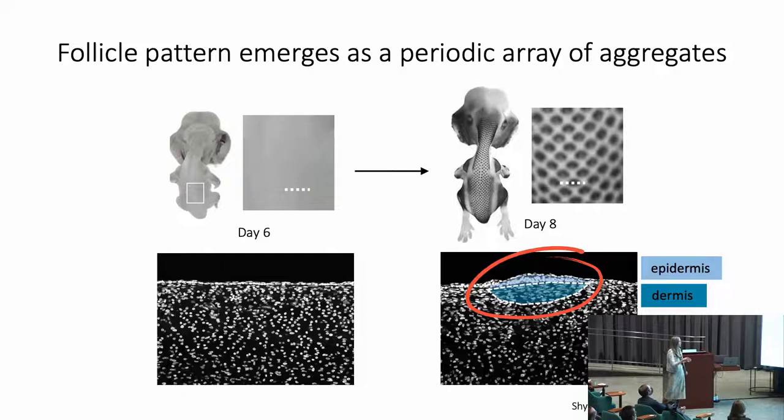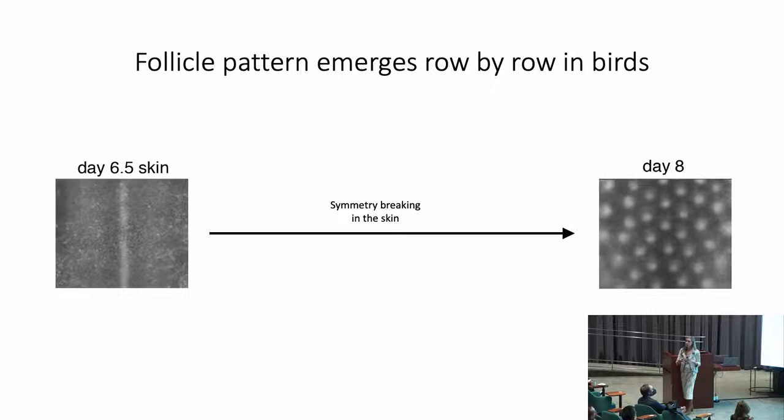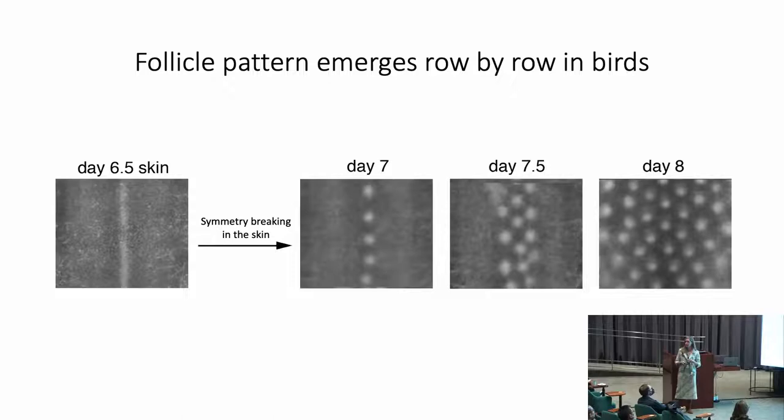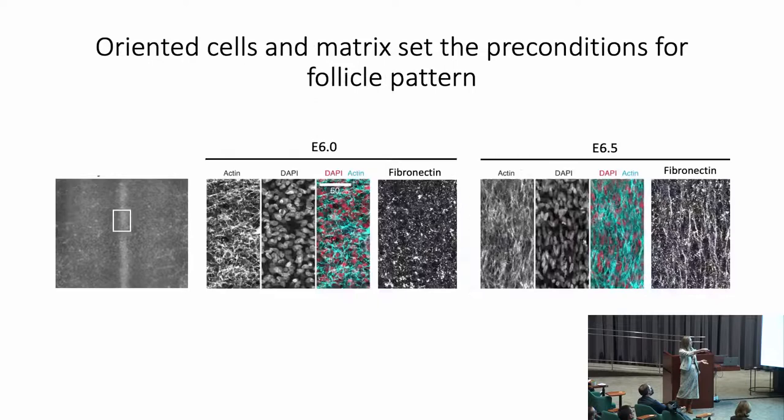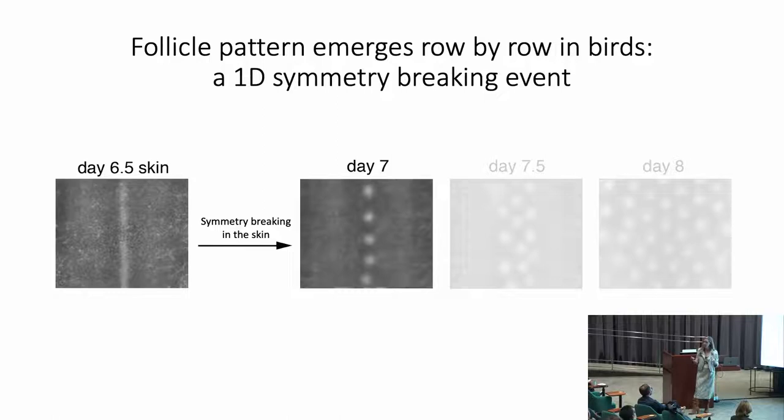skin, this system brings with it another layer of simplicity in that this 2D grid of follicles forms progressively in birds from an initial row that then templates lateral rows to fill the field. And so what this offers us is the opportunity to center our studies really around this one-dimensional event where we can try to understand how a uniform band of cells transforms into one with regularly spaced multicellular aggregates.